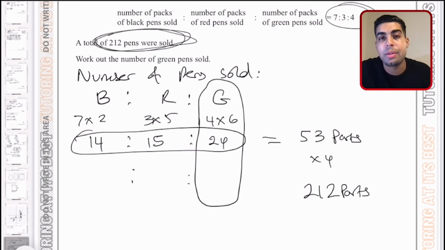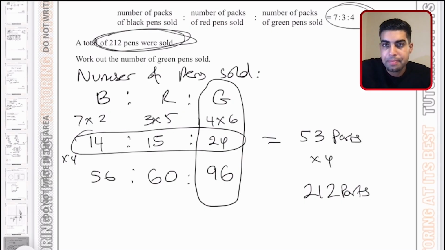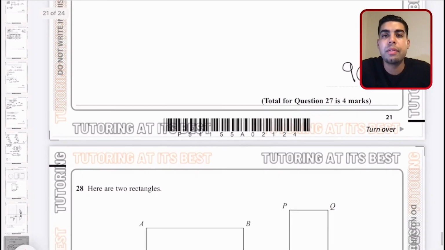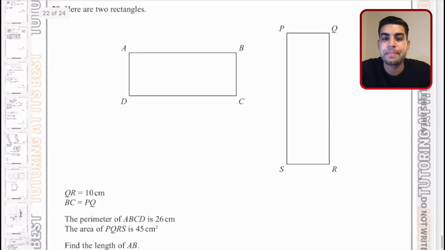So let's go ahead and do that now. So we know 14 times 4 is 56. We know 15 times 4 is 60. And then 24 times 4 gives us 96, which again would be our answer. So let's go ahead and write this out. And let's now move over to question 28.